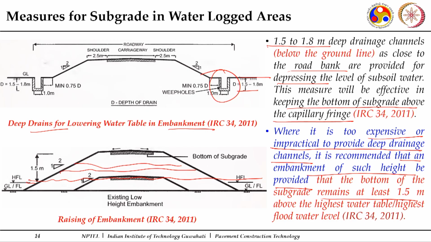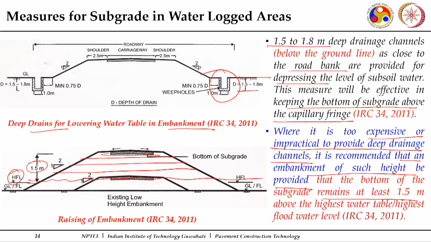These are my embankment layers. All layers will be constructed in a uniform thickness, so don't take it in the manner that I showed here. Uniform thickness has to be there. Now, I'll put up the embankment construction so that finally the subgrade bottom, which is here, is at least 1.5 meter from the high flood level. So, if I am not able to go with these deep drainage channels, then I have to go with raising the level of the subgrade bottom through embankment construction.